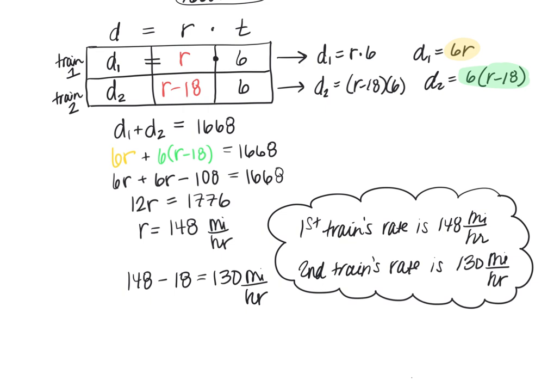Clearly, these are some high-speed trains, so maybe we're in Europe somewhere traveling on a train, and the first one is traveling 148 miles an hour. The second is traveling 130 miles an hour.